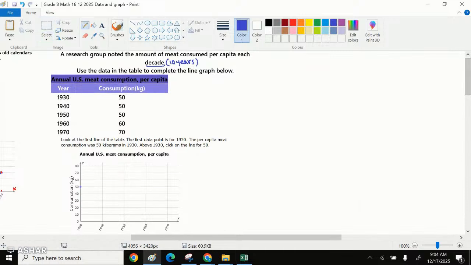So in the year 1930, 50 kilograms of meat was consumed. When we go to the graph, we go to 1930. Can we say 50 kilograms? Because on the y-axis it is kilograms, the weight, and the x-axis is the horizontal axis, where we are labeling the years. In 1940, there were 50 kilograms per capita again. So in 1940, there was again 50 kilograms. In 1950, how many kilograms again?